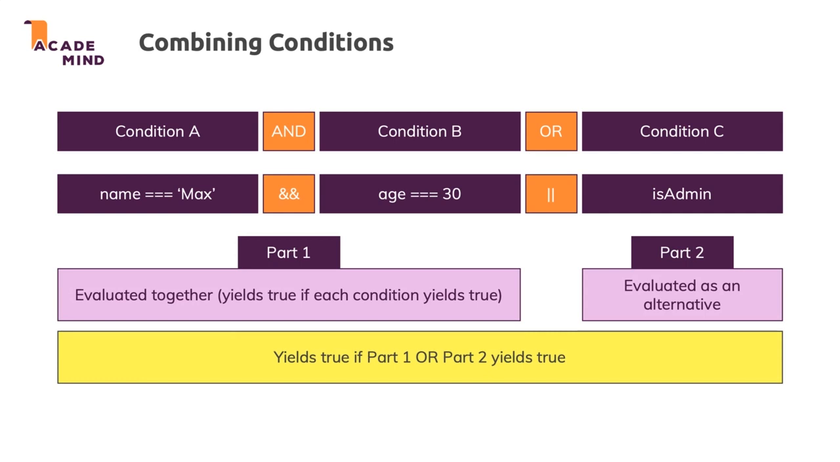So if both A and B are true, then you wouldn't care about C. If C is true, you don't really care about A and B. That's how this concrete example here would work.